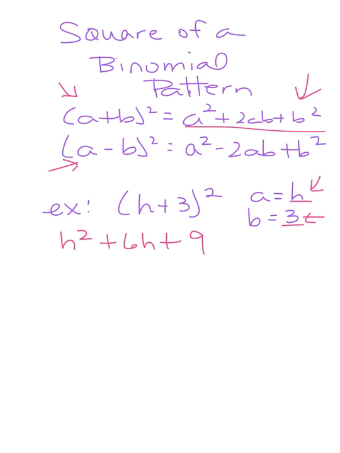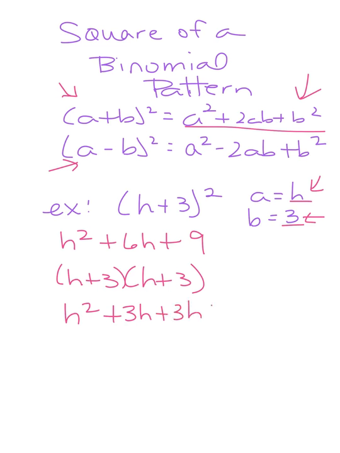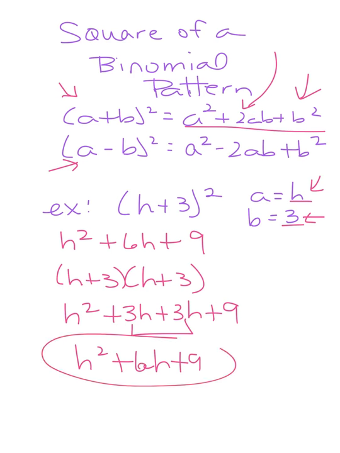Now again, sometimes this gets overwhelming or students get confused. It's taking longer to remember what the pattern is versus just using FOIL. I always suggest that my students just use FOIL. So again, h times h gives me h squared for my first term. My outside term is 3h, my inside term is 3h, and my last term is 9. You'll notice if the binomial is the same, this outside and inside term is going to be exactly the same, which is why there's a 2 there in that pattern. So then I have h squared plus 6h plus 9. Again, doesn't matter how you get there.